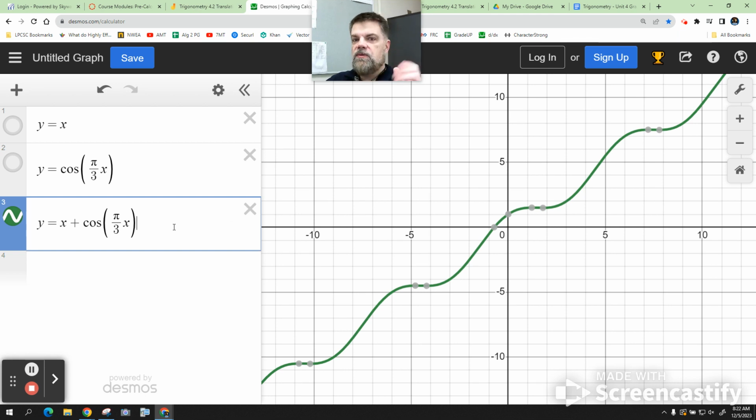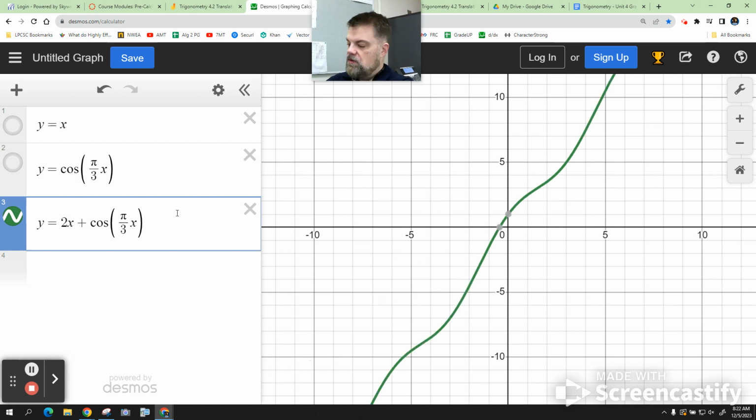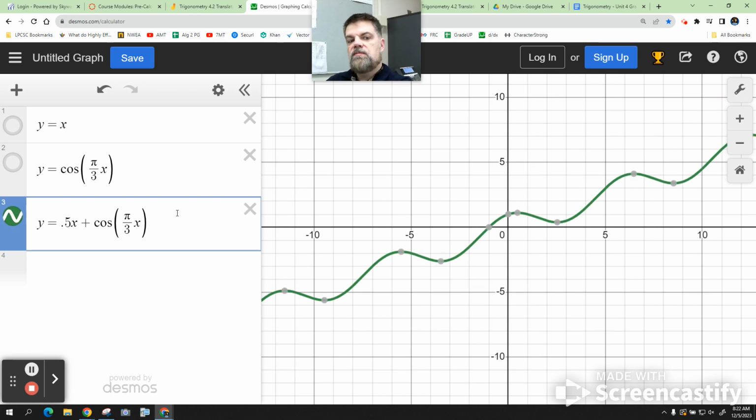I'm currently doing a thing with my Algebra 2 kids where we're collecting stock market values over a 5-year period, and a lot of times the pattern looks like this. And so we could tweak this equation however we wanted to. In other words, if I wanted to increase the steepness of this, if I put a 2 in front of the x, watch what happens. Steeper. If I change that to 0.5, not as steep.